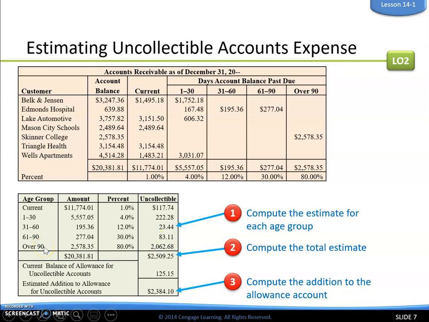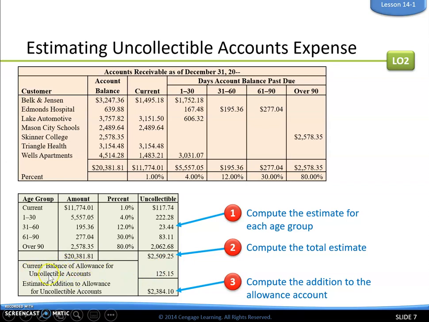And if they're over 90 days late in paying their balance, we're going to assume that 80% of that is going to be uncollectible. Okay, so all we did then is we took the amount times that percentage to figure out what amount then will be uncollectible. And then we added that all up to get our total estimate. So we're estimating that $2,509.25 will be uncollectible. We will not collect on those accounts.